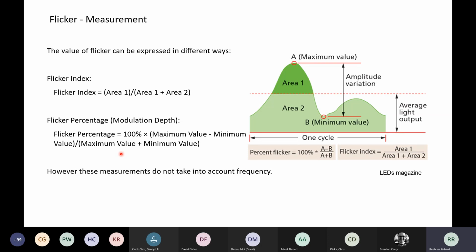So you could have a higher frequency with a higher flicker level that is less of an issue, less of a problem than a lower frequency with a higher or a lower level flicker index or flicker percentage. So this is the real problem with doing it this way, is that the frequency isn't taken into account.